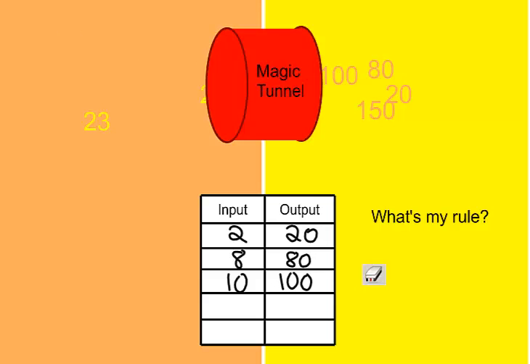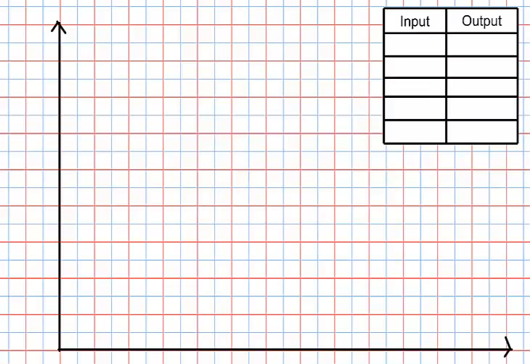Then we have 15, and we get 150, and then 23 to get 230. So what do you think the rule is? You're right, the rule is to multiply the input by 10. Let's go ahead and graph this one.